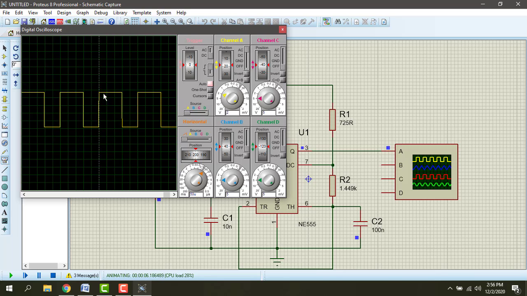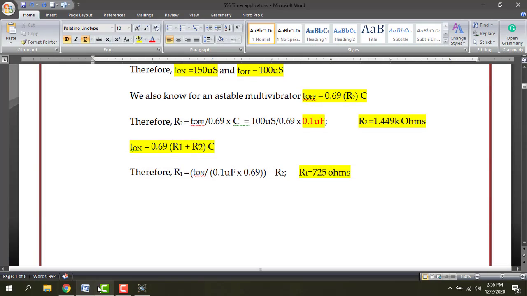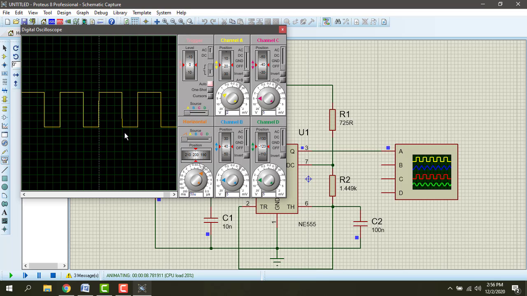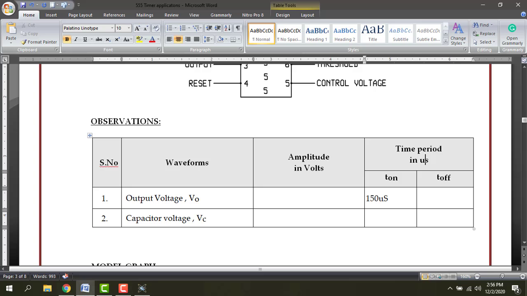So on time is 1, 2, 3 boxes. So 3 into 50, exactly 150 microseconds. So in the reading, my turn on time is 150 microseconds. And off time, so you have 2 boxes and the time scale is 50, 2 into 50, 100 microseconds. So my frequency will be 4 kilohertz, exactly whatever I designed.